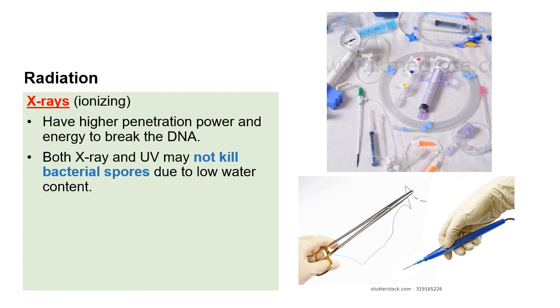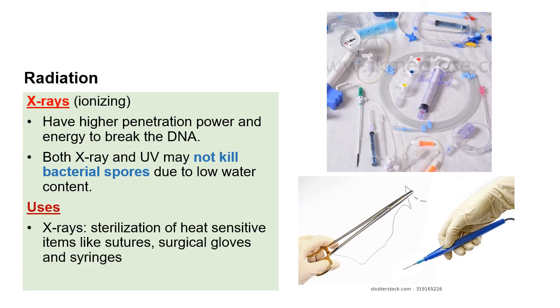Both X-rays and UV lights are effective, but they cannot kill bacterial spores. Only the bacterial spores can be killed by autoclaving or the dry heat. Why? Because you see here it has very low water content. The spores are very dry, and X-rays and UV light also depend on the microorganism having a lot of water in it. How do we use it? Actually, we use it for heat-sensitive material like sutures, surgical gloves, and syringes, as the ones also shown in the picture. That's why also we call it cold sterilization, because there's no heat in this technique.